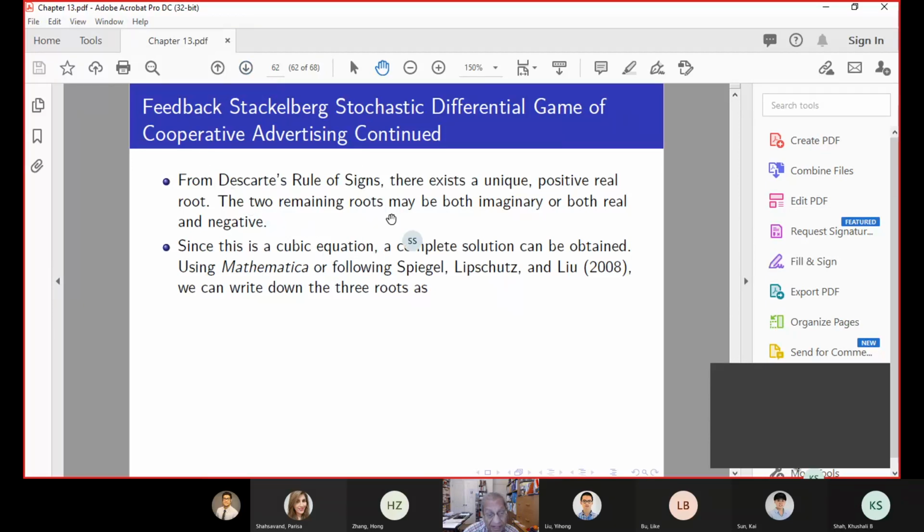Yeah, so you need Descartes' rule of signs to show that there exists a unique positive real root. Then the two remaining roots may be both imaginary or real. And so all of this is done. You can use Mathematica or a mathematics handbook. I have this book in my office. It's a used book, a handbook, and you can find the solution there.